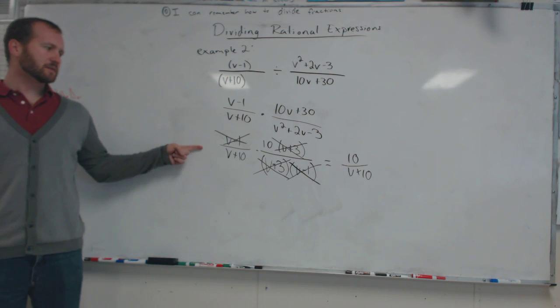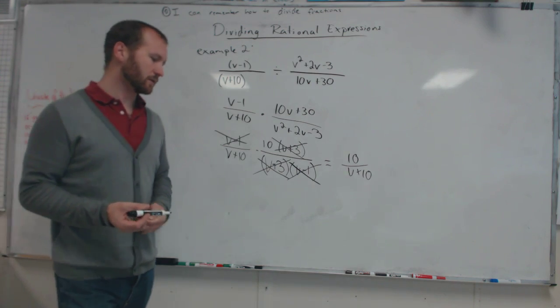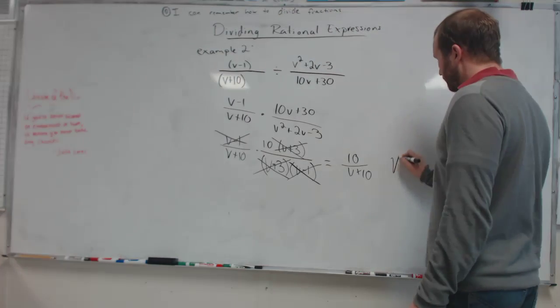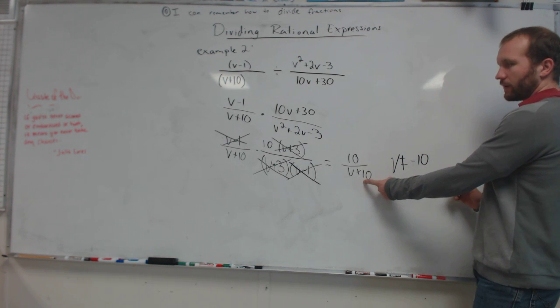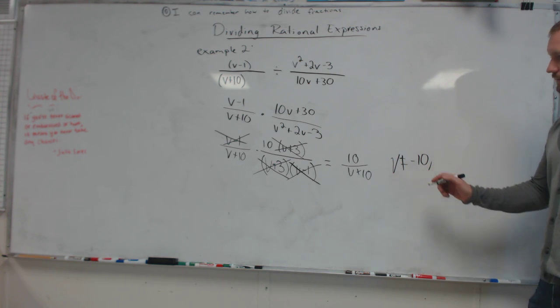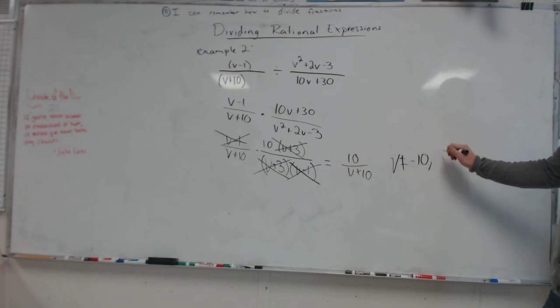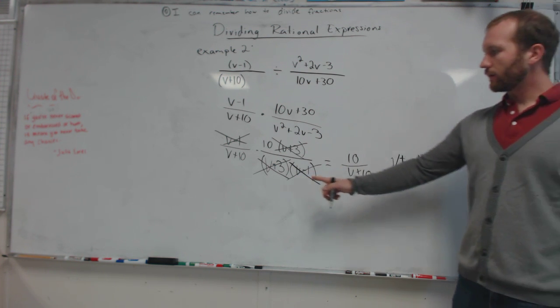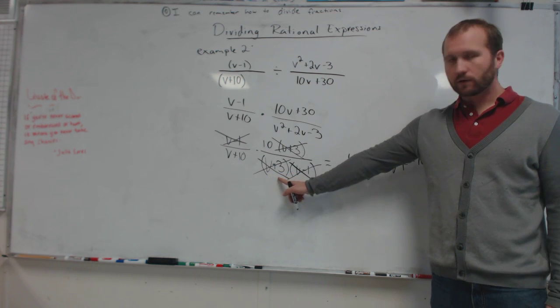What if I asked you for the excluded value of that? V cannot equal negative 10. Because that would make this denominator 0. What else? I canceled v minus 1, so v can't be 1. And v can't be negative 3, because that would have made this factor into 0.